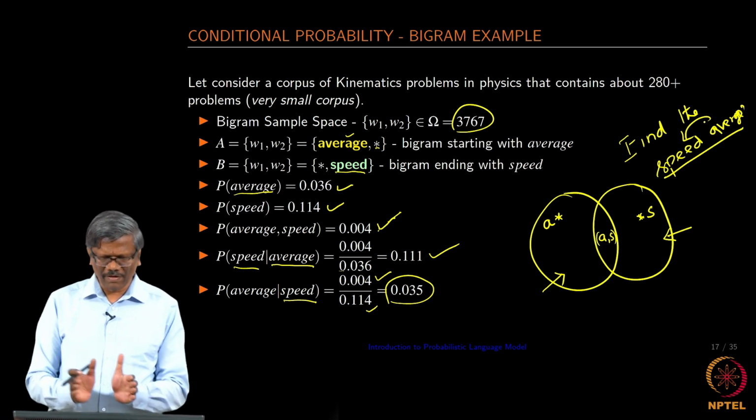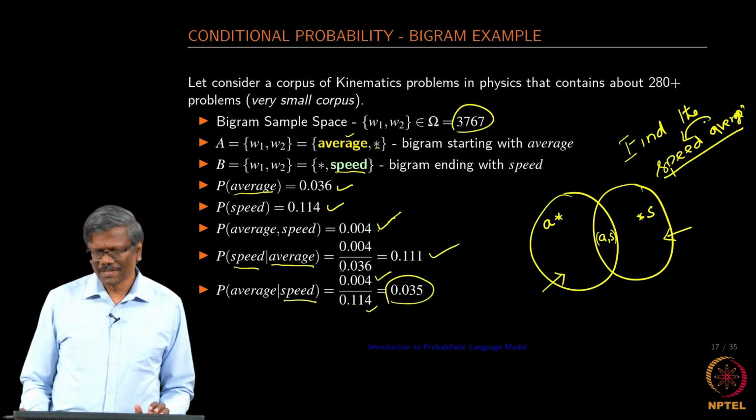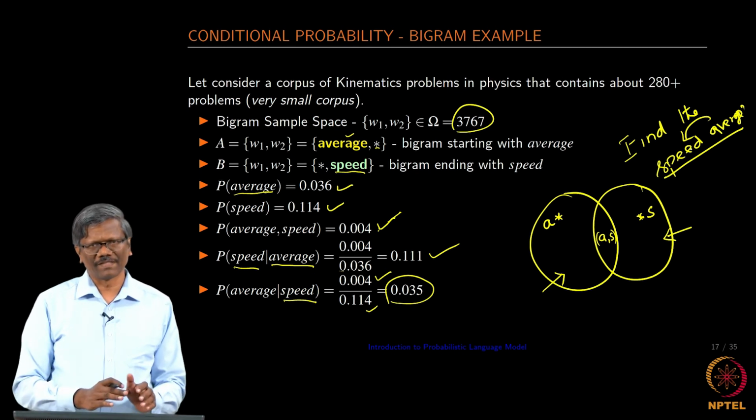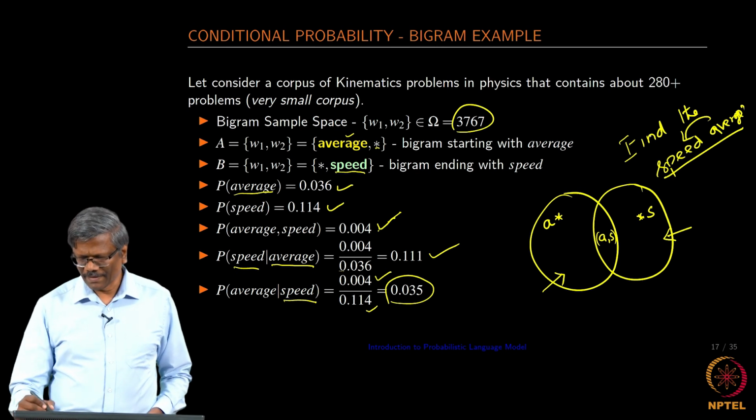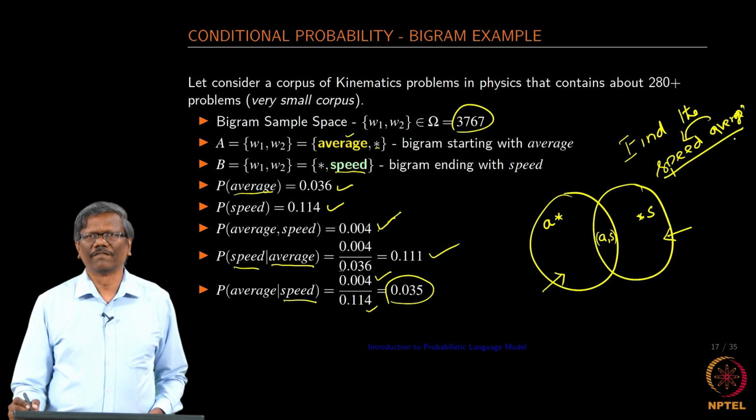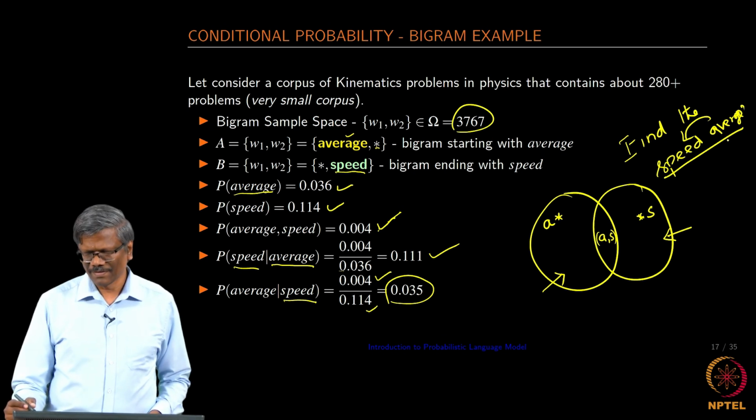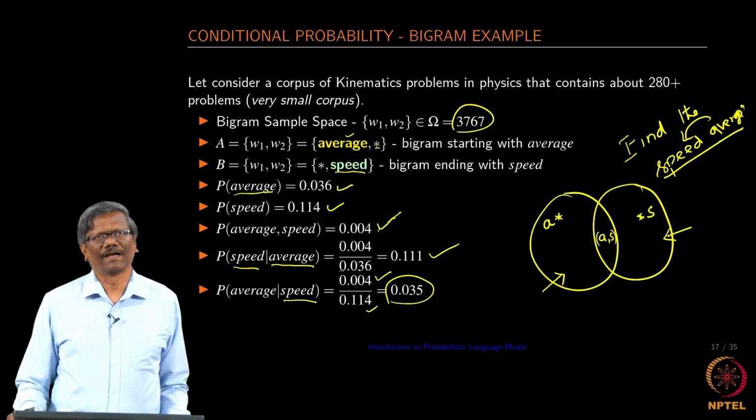So, we have some information about these bigrams, and using the bigram logic and the information available to us with respect to probability, we find that the particular sentence find the speed average need not occur, but the right sentence could be find the average speed.